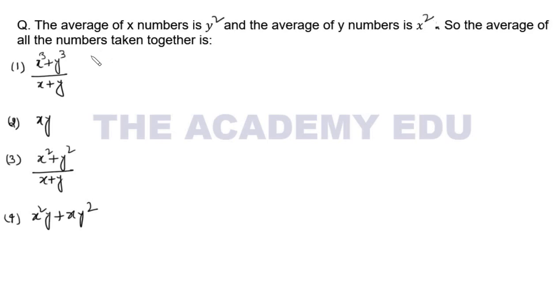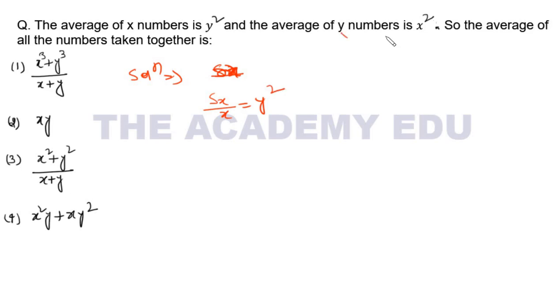Now see this question. Please read the question and try to solve it. Now I am solving it for you. Now see here. The average of X numbers. I don't know what X is, so the sum of X numbers upon the total number, X, is equal to the average, which is Y square.